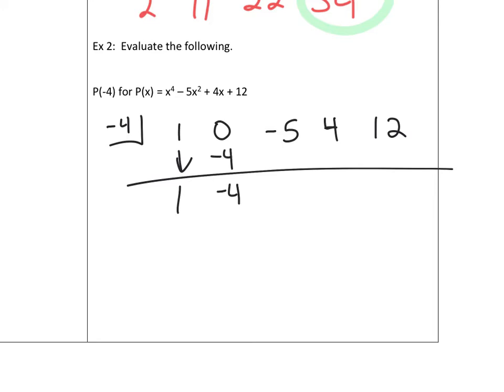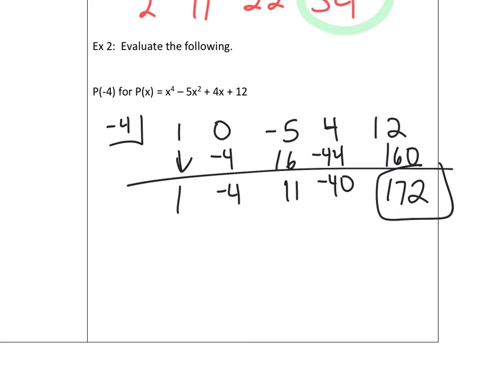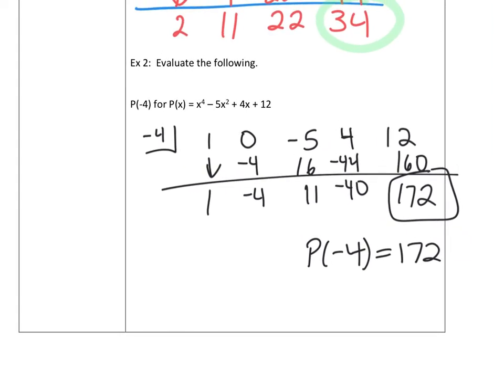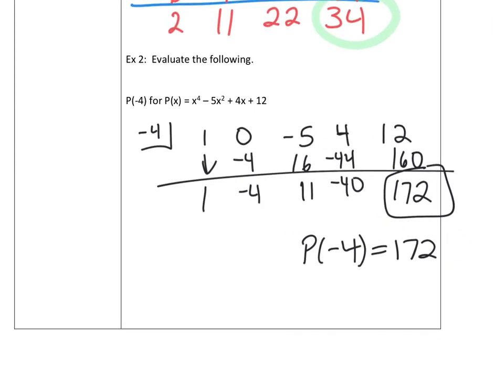0 minus 4 is negative 4. Negative 4 times negative 4 is 16. Negative 5 plus 16 is 11. 11 times negative 4 is negative 44. 4 minus 44 is negative 40. Negative 40 times negative 4 is 160. And 12 plus 160 is 172. So that is my remainder. And if I had to write this as an answer, p of negative 4 equals 172. Okay, that is it. So please make sure you're understanding that. If you need to go back and rewatch those, great. If you need to go ask a question, please make sure that you do that.